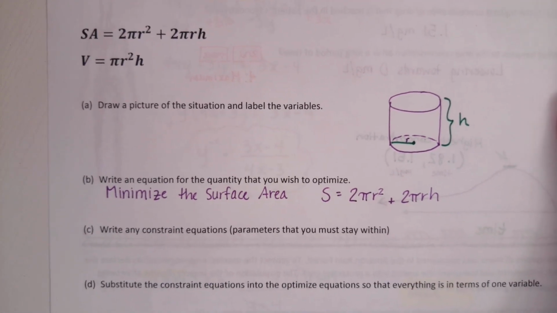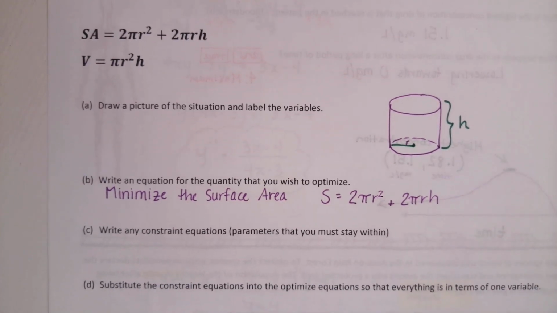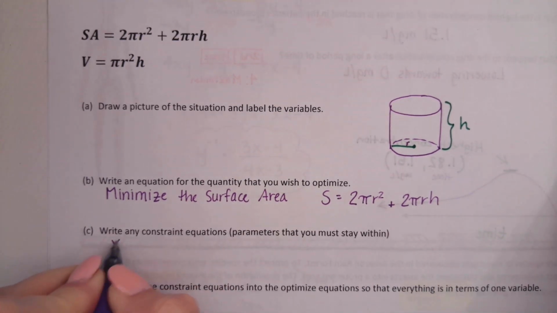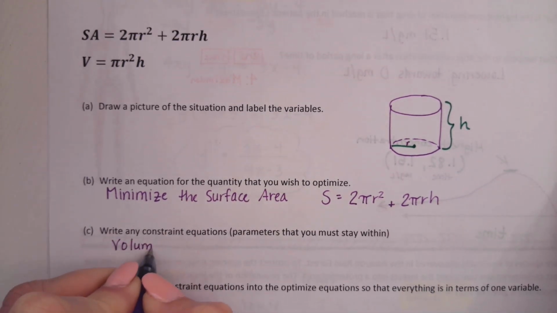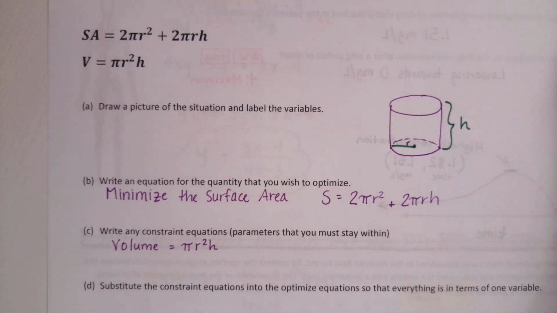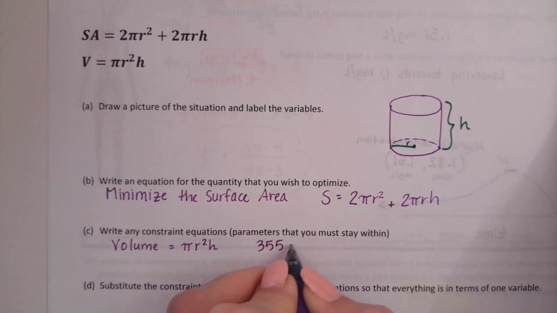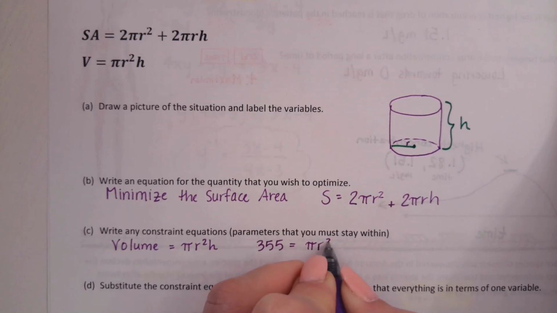All right, write any constraint equations. The constraint equation is what we have to stay within, and that's going to be the volume. We want to make sure we have a certain volume. So my constraint equation is my volume, and that equals pi r squared h. What do we want that volume to be? We were told in the question, 355 milliliters. So 355 equals pi r squared h.